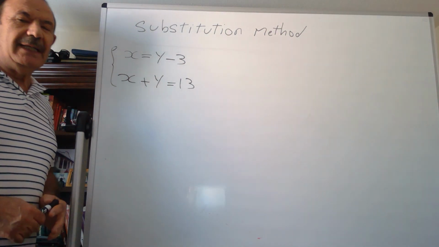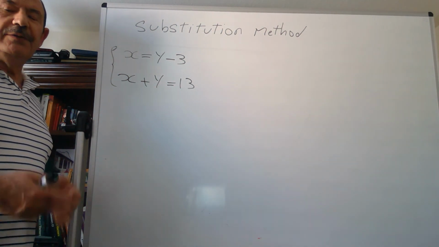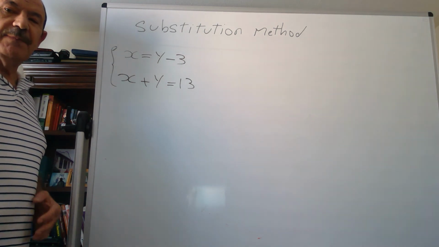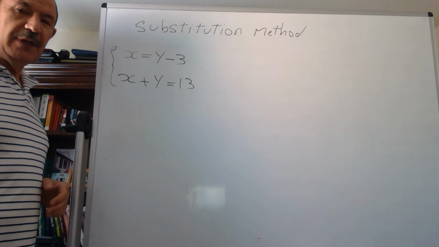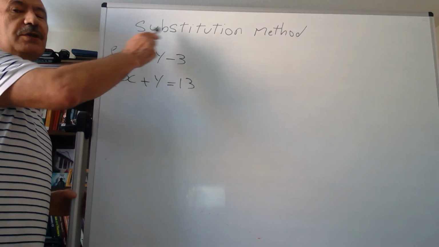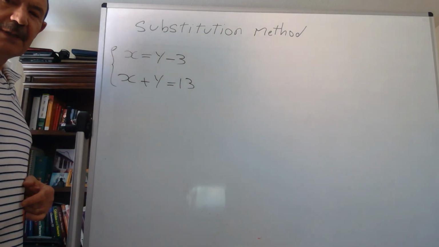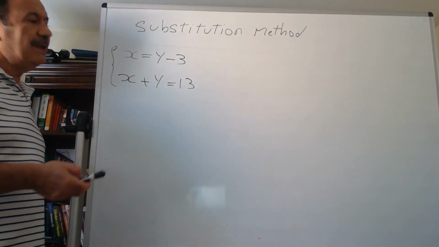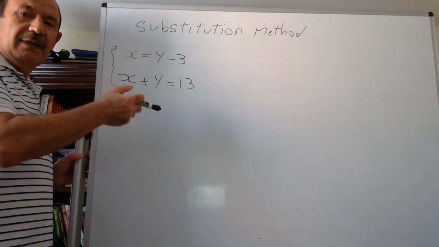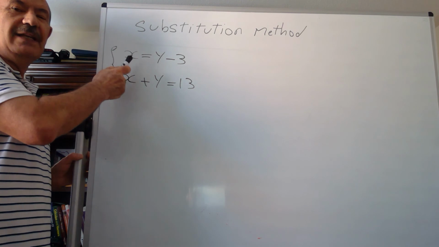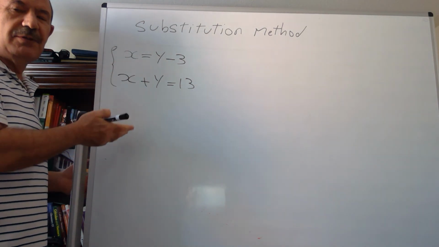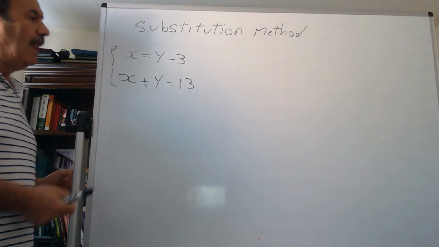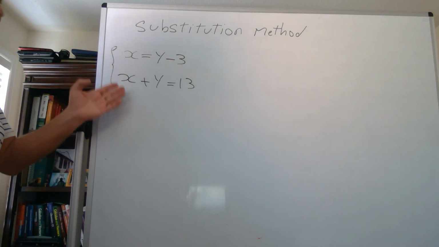Hello everyone, in this video, continuing from the previous one, I want to explain how we can solve simultaneous linear equations by substitution method. As I told you in the previous video, the substitution method means we should isolate one of the variables in either of the equations and substitute it in the other one. Look at this example.